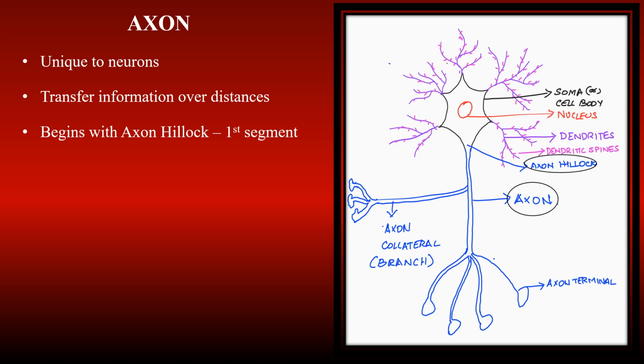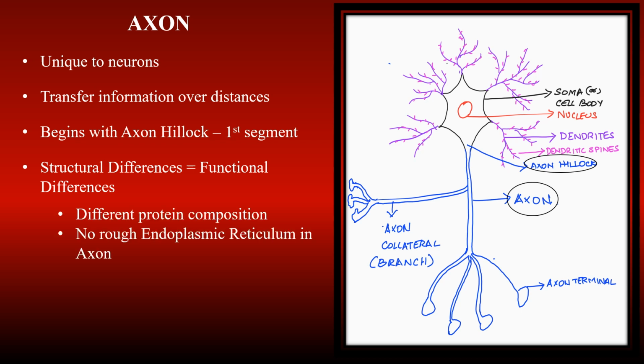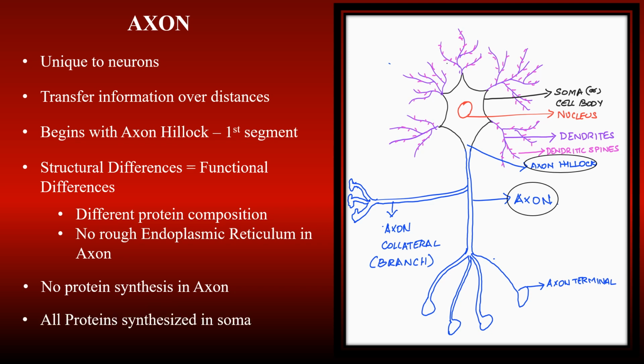It begins with the axon hillock, which tapers away from the soma. This is the first segment of the axon. The structure of an axon is different from that of the soma, so they also differ in their functions. That is, they both have different protein compositions. There is no rough endoplasmic reticulum in the axon. However, it is present more in the soma, as said in the previous video about the cell body of the neuron. So there is no protein synthesis taking place in the axon. All axonal proteins come from getting synthesized in the soma.